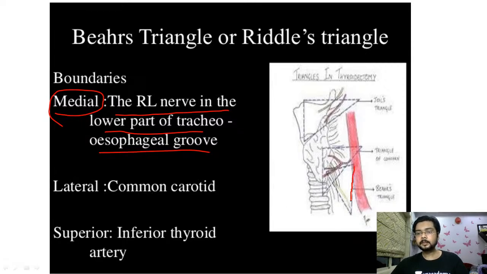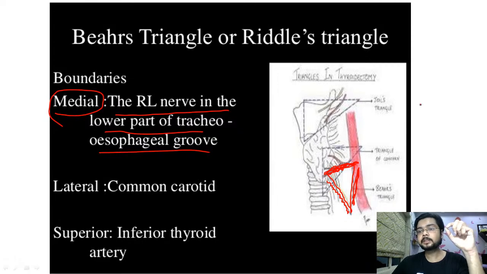See, this will be your Beher's triangle. So somewhere here will be your recurrent laryngeal nerve. This is your common carotid, the lateral boundary, and superiorly is the inferior thyroid artery. So how are you going to identify this nerve?